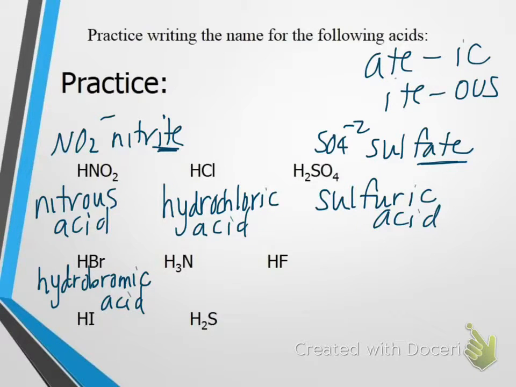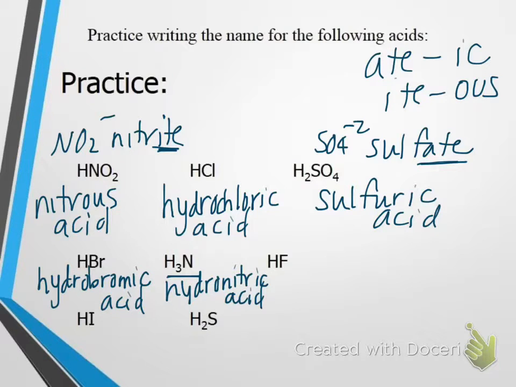How about this one? This was a weird one. You won't see it that often, but how would I name that? Hydro... no, ick. On the hydro, they're always ick. So this would be hydronitric. On every single one, hydro is always ick. The only one that's going to have an "us" is an oxyacid.